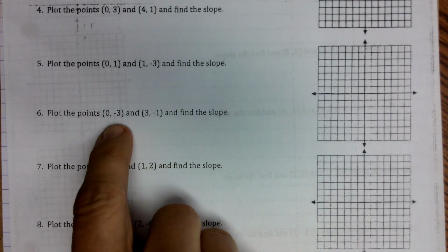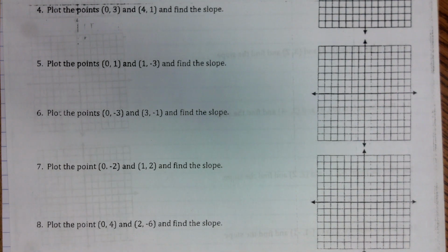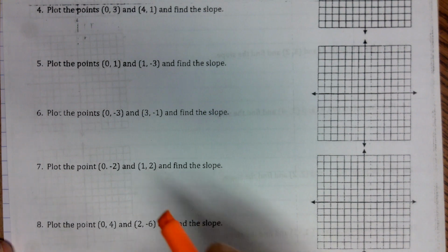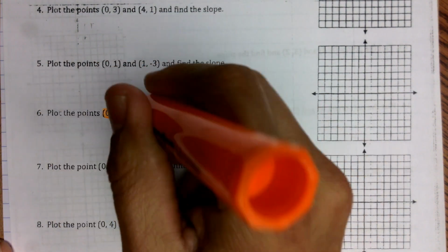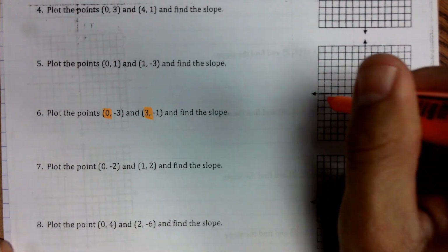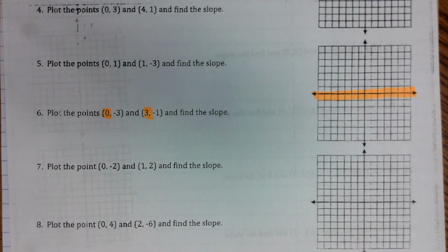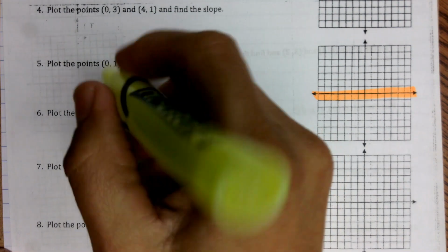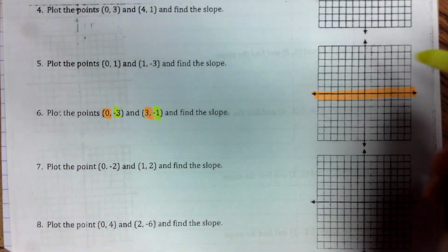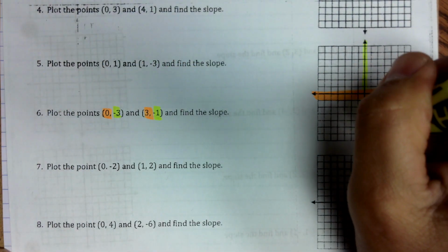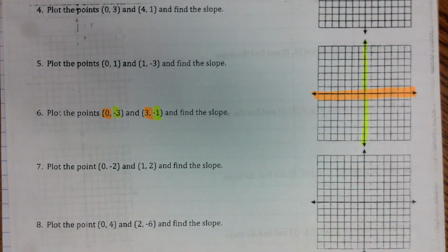Number 6 has multiple negative values. So let's go ahead and try one of those to get you an example that has some negative values in it. So on number 6, I'm going to go ahead and highlight my x values. And remember, those values will be found on the x-axis that runs horizontal, left to right. And then I'm going to highlight my y values. And those values, location, will be found on the y-axis that runs up and down.